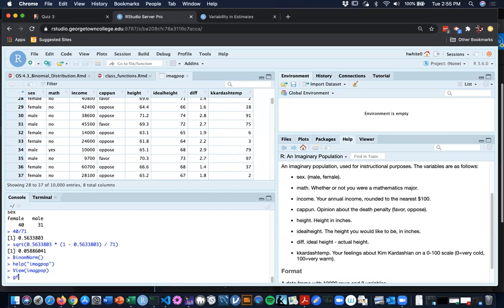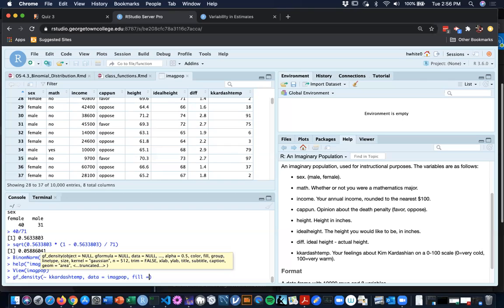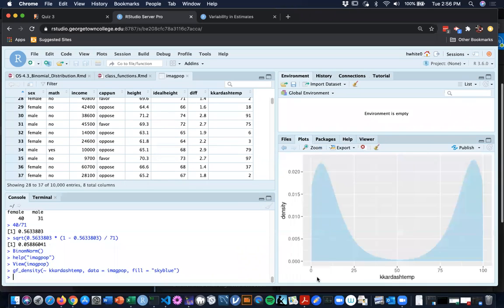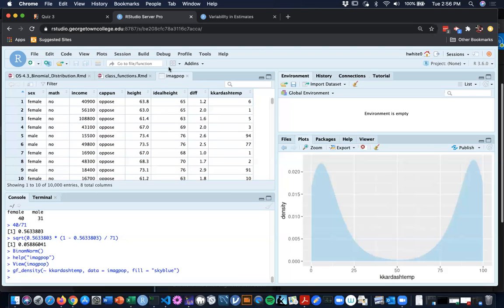Funny, let's give this a try. gf_density, twiddle KCarTemp, did I spell it right? Yep. data equals ImagePop, and why don't we give it fill equals sky blue, because I like that color. Let's just see what we get for a density plot. Oh yeah, indeed, it seems like people either love her, because there's a mode here, or people hate her, there's a mode here. This is very bimodal data. A very controversial figure in this imaginary population, I guess. Oh well. So that's ImagePop.